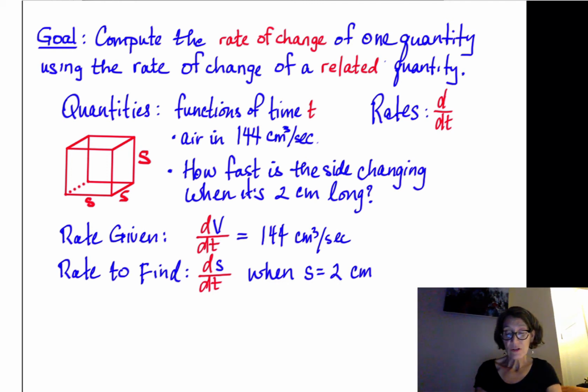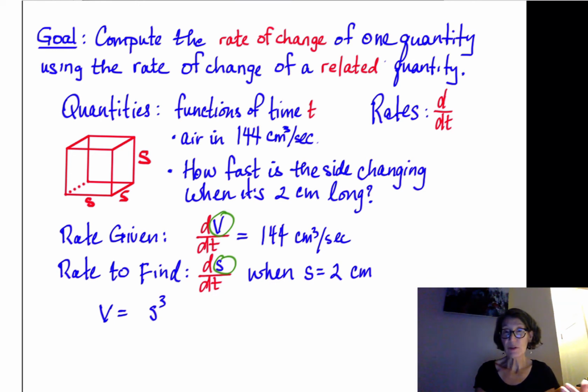Once you write down the two rates, the one that you're given and the one that you're asked to find, you look at the two quantities that are changing. In this example, V and s are the two quantities. Now our goal is to come up with an equation involving those two variables, just V and s. In many of these problems, it's a simple geometric formula. In this problem, it's just the formula for the volume of a cube. V equals s cubed. So we have the relationship between V and s.